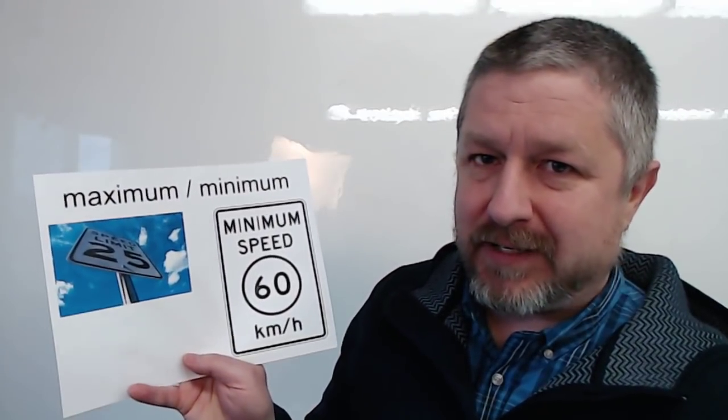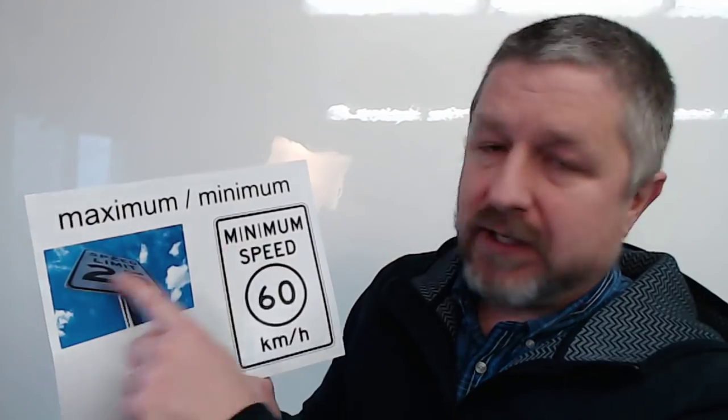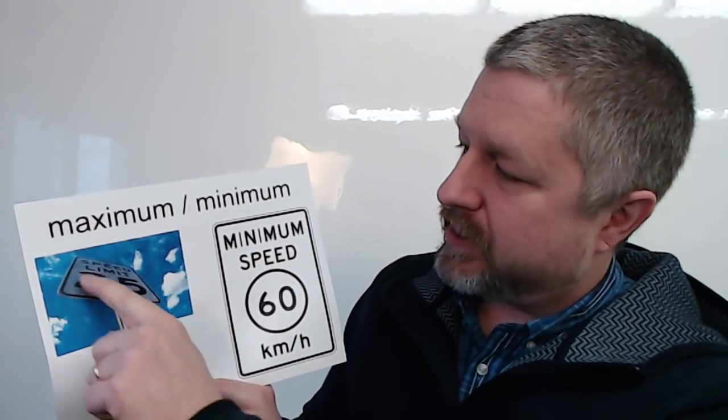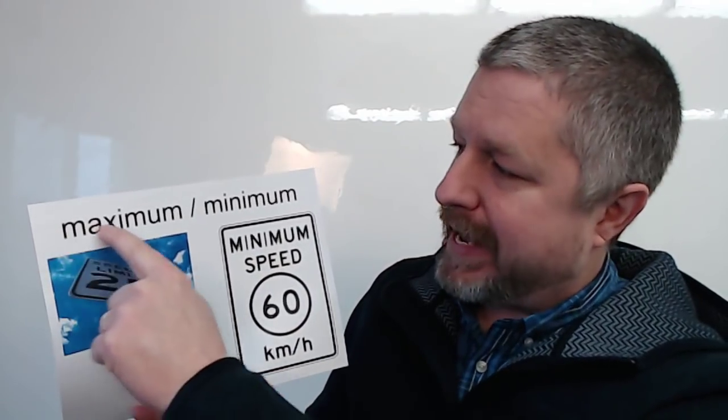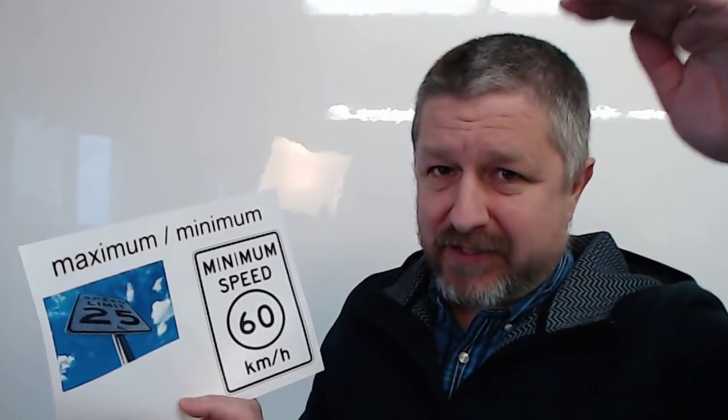Here we have maximum and minimum. So I use speed limit signs here. Here we have speed limit 25. So the maximum, the fastest you can go is 25 kilometers an hour.